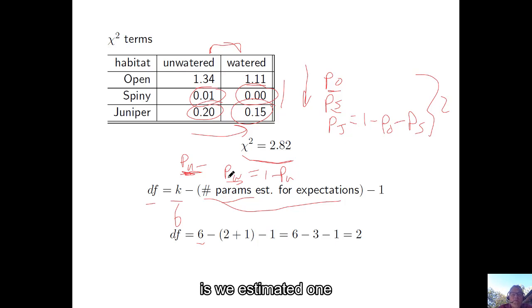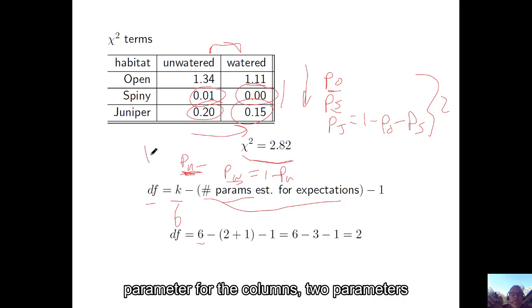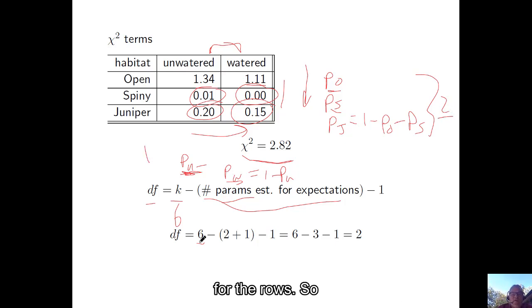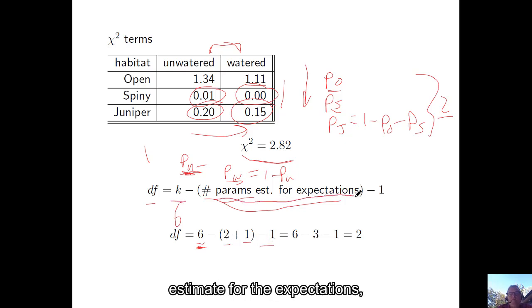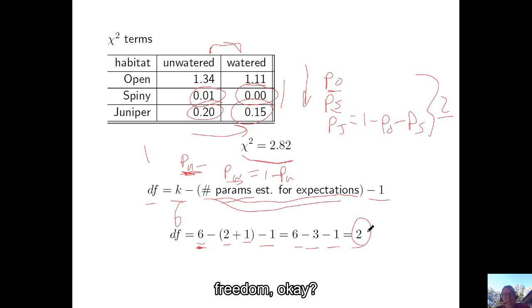category, and then we subtracted that from 1 to get the probability of being in the watered category. So what that means is we estimated 1 parameter for the columns, 2 parameters for the rows. So 6 degrees of freedom minus 2 plus 1, and then minus an additional degree of freedom, because it's k minus the parameters we estimate for the expectations minus 1. So that's 6 minus 3 minus 1. That gives us a total of 2 degrees of freedom.